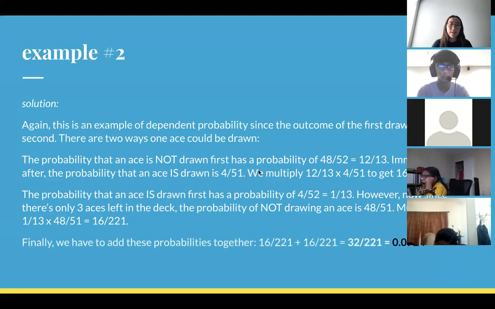Now you have to add those together because there's 2 ways you can get what you want. And then you get 32 over 221, which is also that decimal that you can see over there.